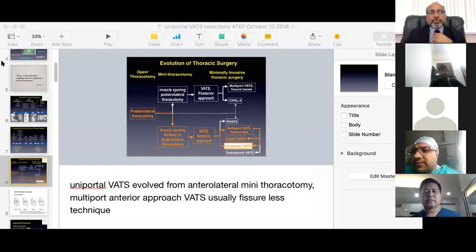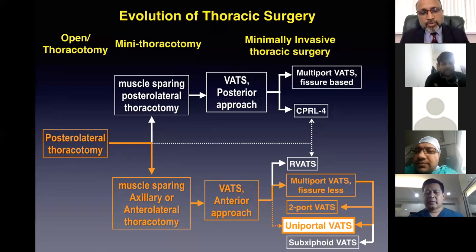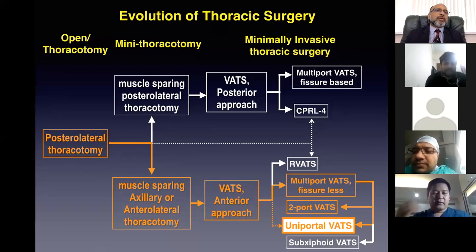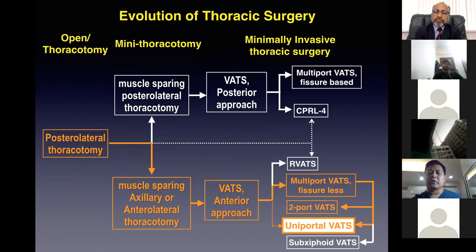So there is an evolution from posterolateral thoracotomy to uniportal. Again, for those initially doing posterolateral, some surgeons opted to stand in front of the patient instead of standing at the back. So they did the axillary or the anterolateral thoracotomy, which eventually evolved into using video equipment, an anterior approach VATS. And now, those doing the anterior approach do multiport VATS, the Fisher-less technique, two-port VATS, uniportal VATS, and subxiphoid VATS. These are all modifications of the VATS anterior approach, including the robotic VATS approach.